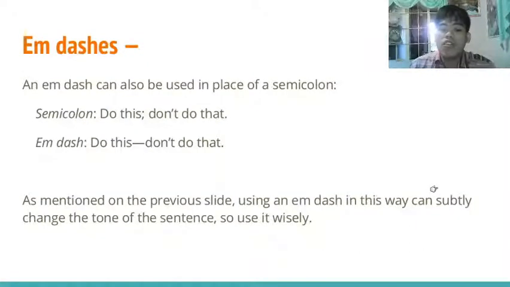An em dash can also be used in place of a semicolon. Semicolon version: don't do this; don't do that. Em dash: do this—don't do that. Again, as mentioned earlier, using an em dash in this way can change the tone of the sentence. It can give emphasis, or it can lower the importance of a word in a sentence.